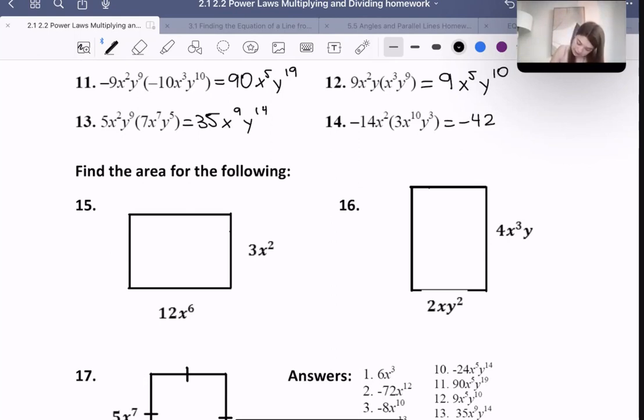Then we have x to the power of 12. And we don't have anything else for y. It's just y cubed. I don't see anything else with y in it, so we just copy that in. And there we go.